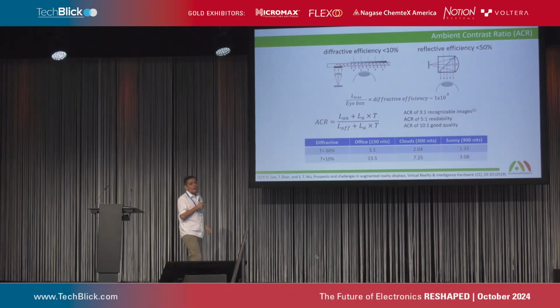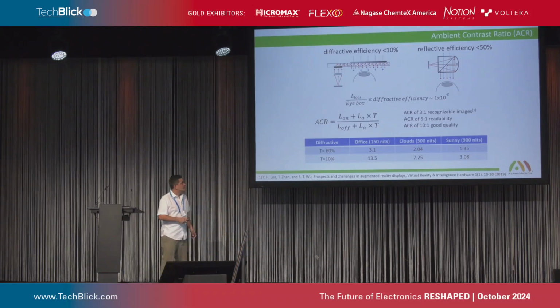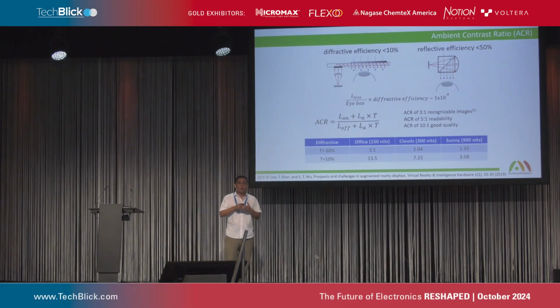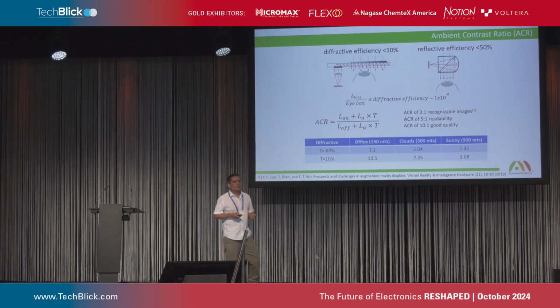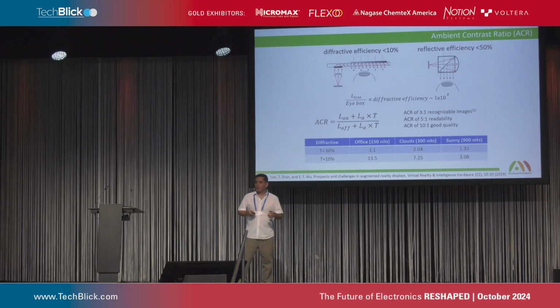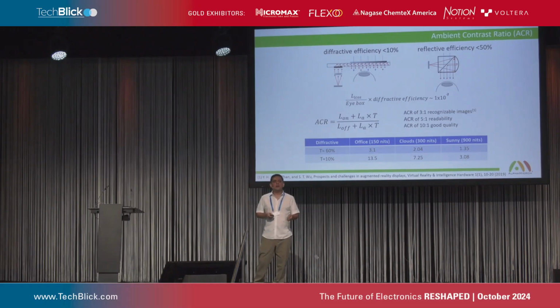So a diffractive waveguide has an efficiency of less than 10%. That means that 90% of the photons are lost. A reflective one, 50%, okay? And a quantity that is very important to determine the overall quality of the device is what is defined as the ambient contrast ratio. And this quantity basically takes into account the transmission of the combiner, the brightness of the environment, and the brightness of the display. And it is very well known that you need an ACR of at least 3 to have recognizable images.